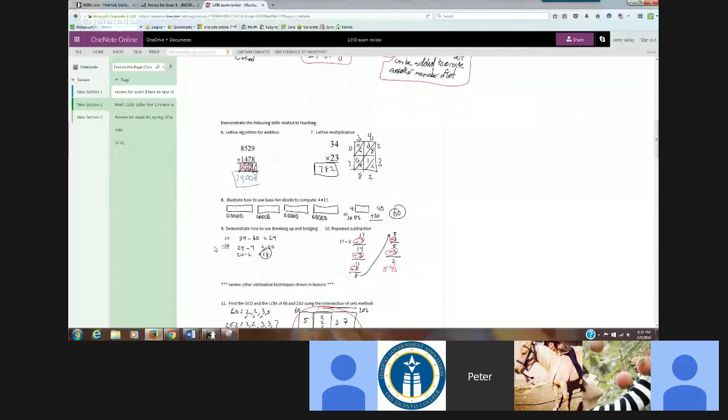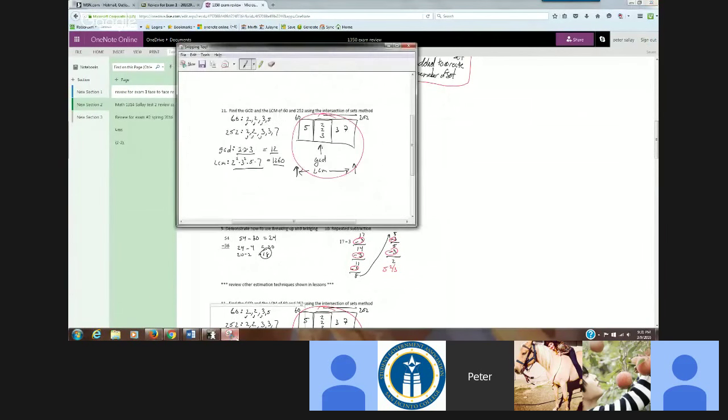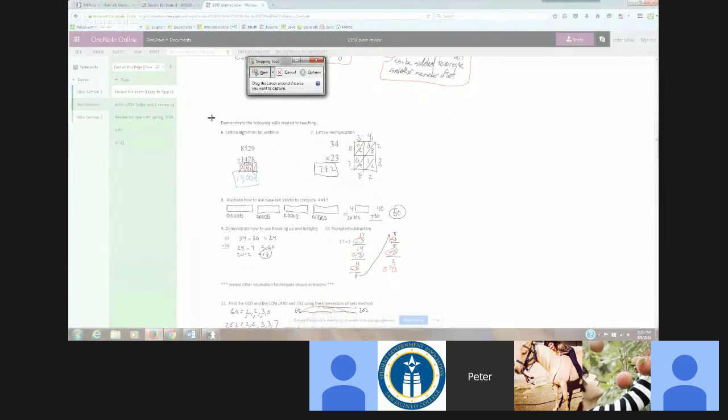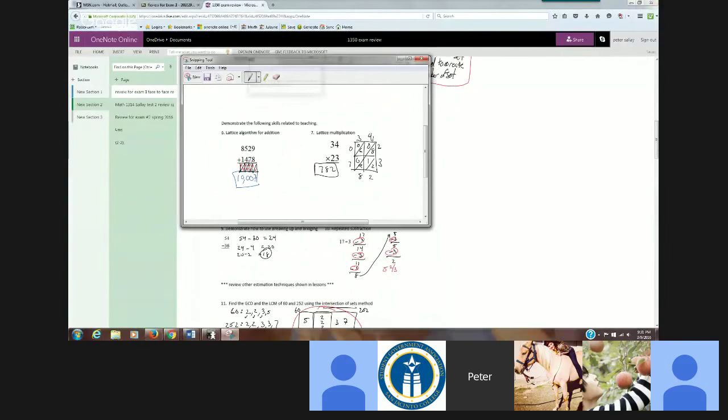Oh, 6, probably 6 and 7. The lattice method, both for addition and multiplication.